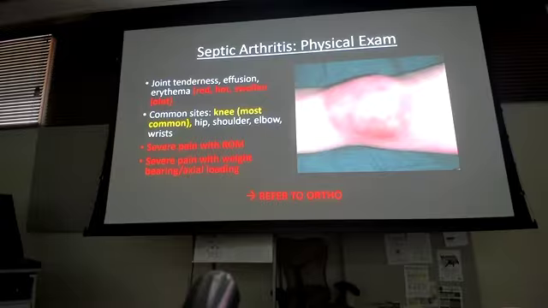Refer to ortho. Okay? If you're in the primary care setting, how do you deal with that? Send them to the urgent care, probably the ER. So does an ER associated with an inpatient capability? Yes, because they may need to be admitted, correct?